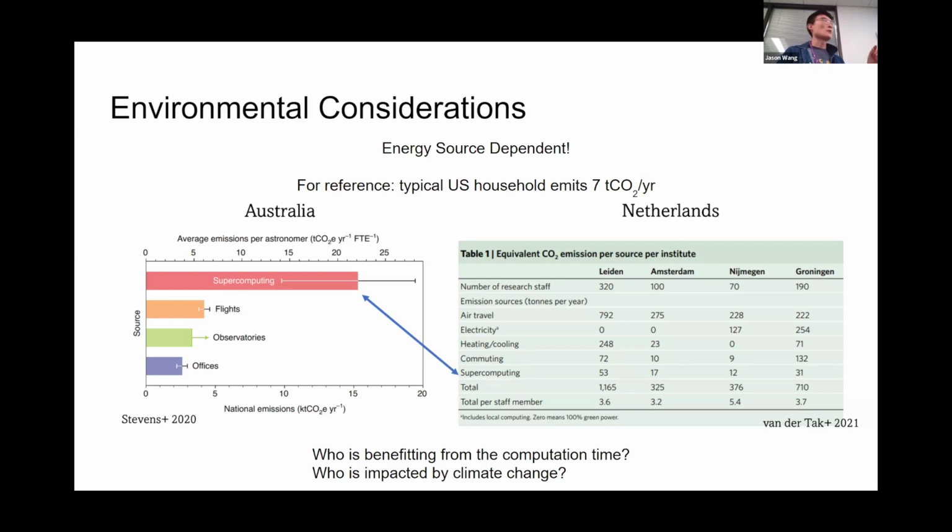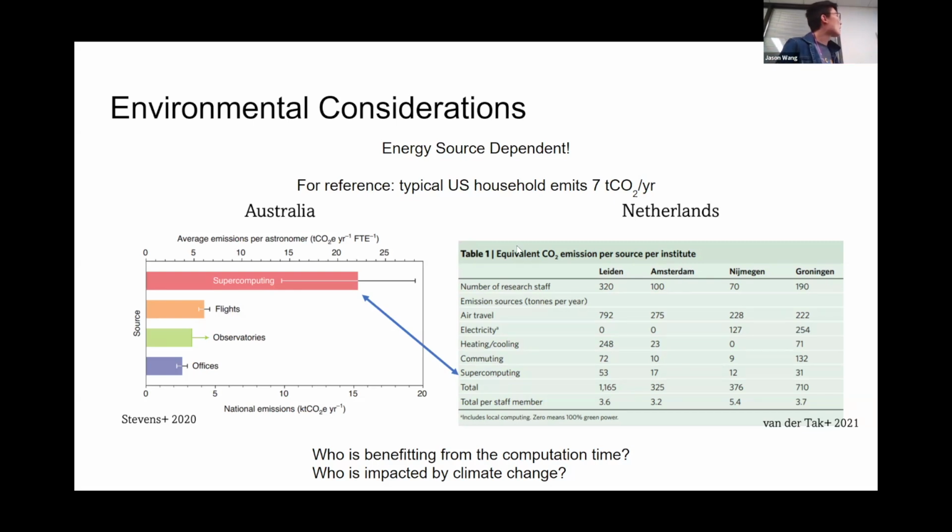It really depends on whether supercomputing is a very large or a somewhat less significant part of your astronomer footprint. It really depends on the country you live in. For example, in Australia, where there are a lot of coal burning fossil fuel plants, supercomputing is a large amount of the average emissions for an astronomer per year.